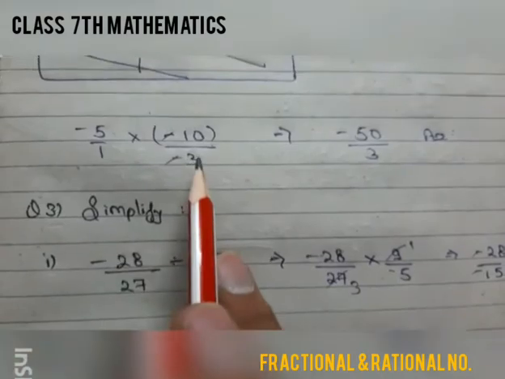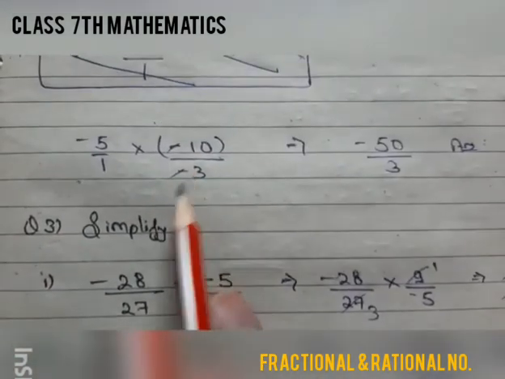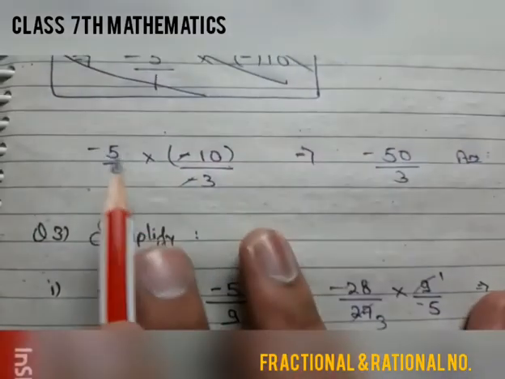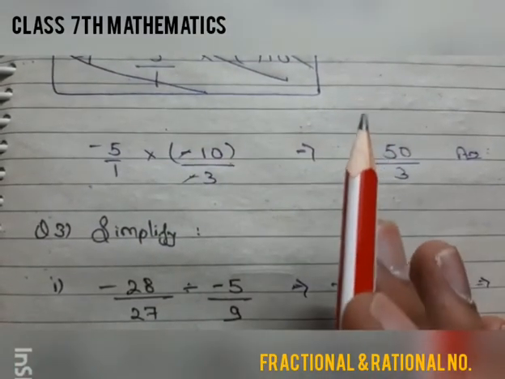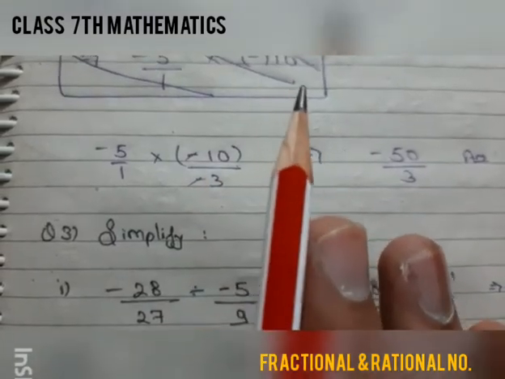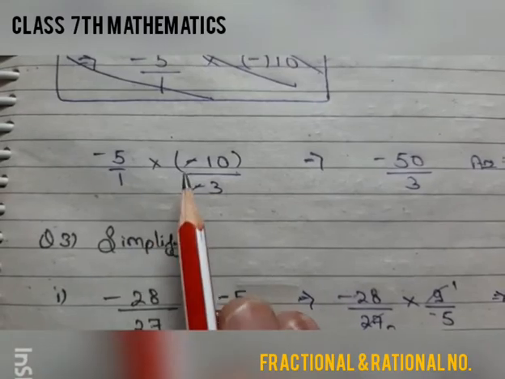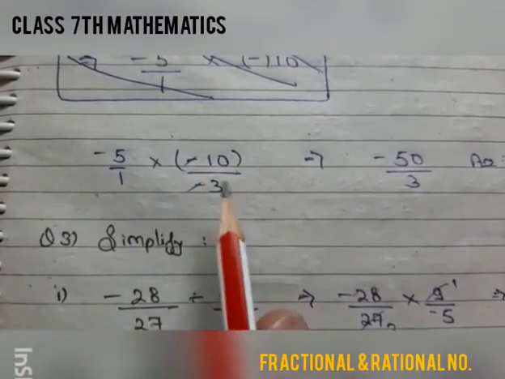Minus 5 upon 1 into minus 10 upon minus 3. You can simply cut the minus sign like this also. Either you can do minus into minus plus format, or you can simply cut the sign also, whatever you feel comfortable. Okay, so I am doing it in this way: minus 5 upon 1 into minus 10 upon minus 3.